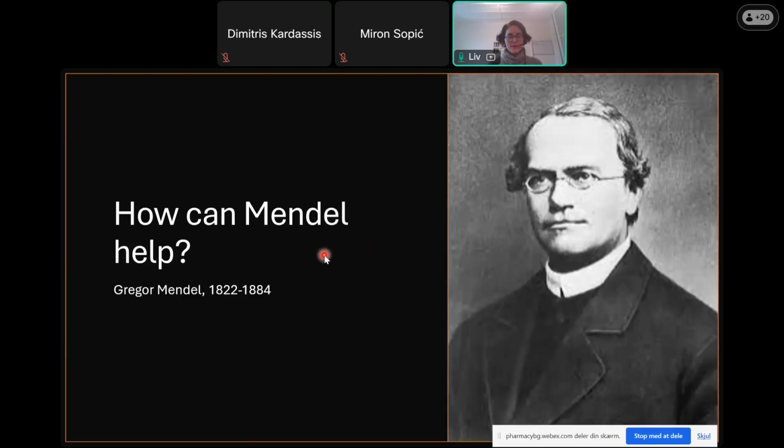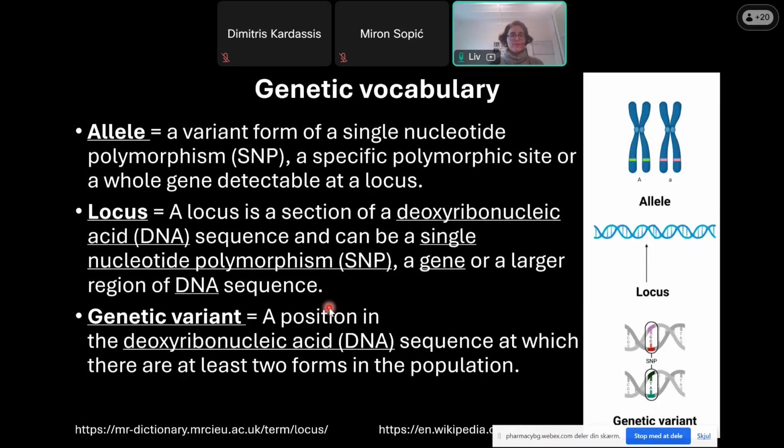Now the question is, how can Gregor Mendel help us with this? Gregor Mendel was a monk who lived from 1822 to 1884. But before I dive into how he can actually help us, I will quickly go through some genetic vocabulary. An allele is a variant form of a single nucleotide polymorphism, a specific polymorphic site, or a whole gene detectable at a locus. That's what I'm trying to illustrate over here. A locus is a section of the DNA sequence and can be a single nucleotide polymorphism, a gene, or a larger region of DNA sequence. That's what I'm illustrating here.